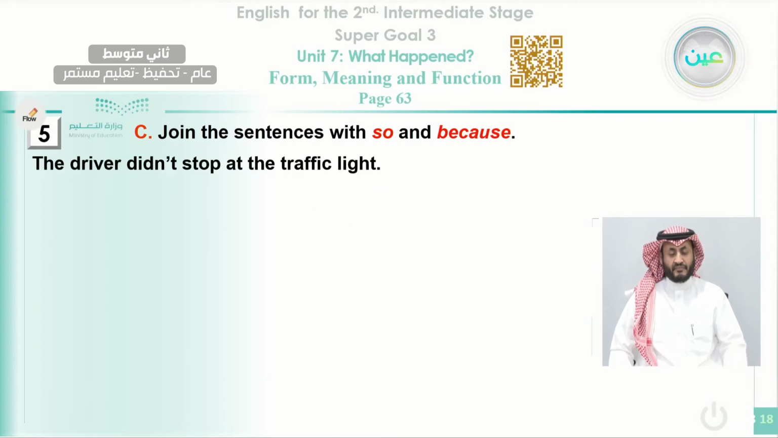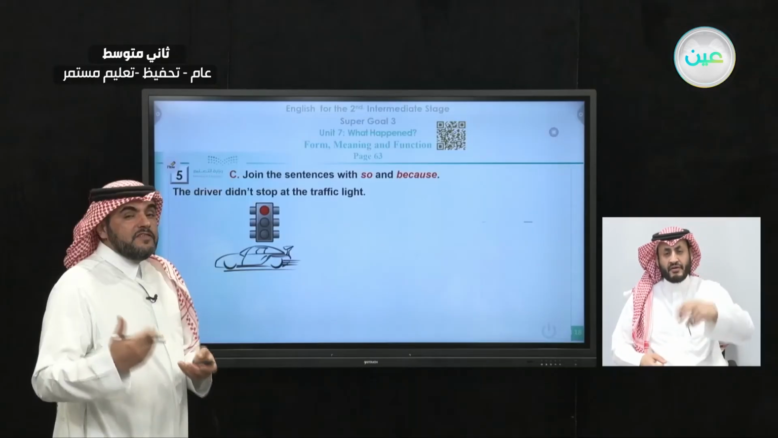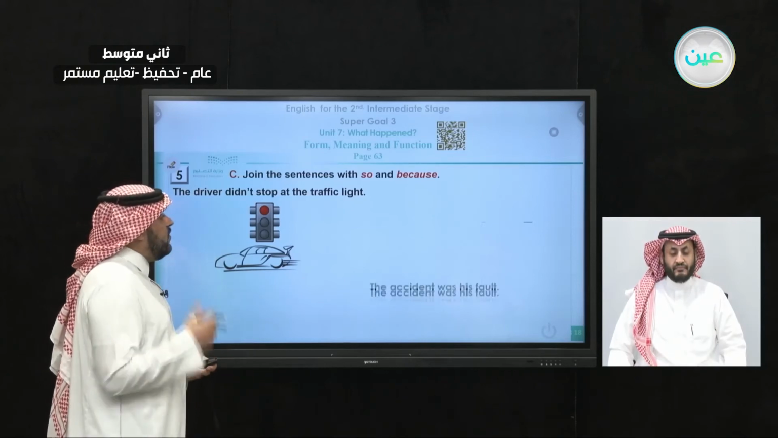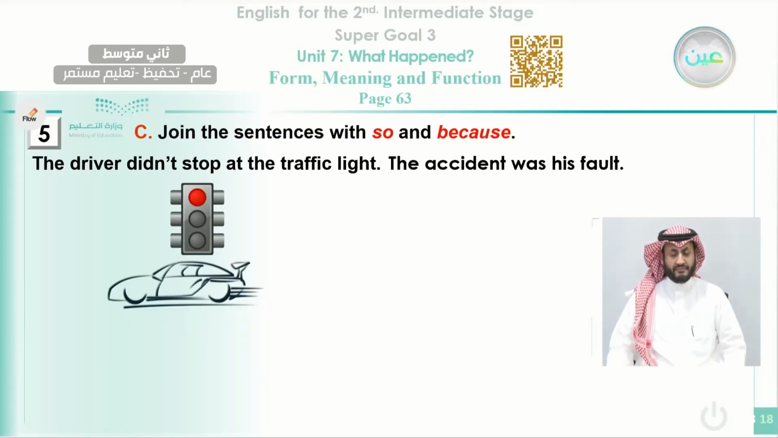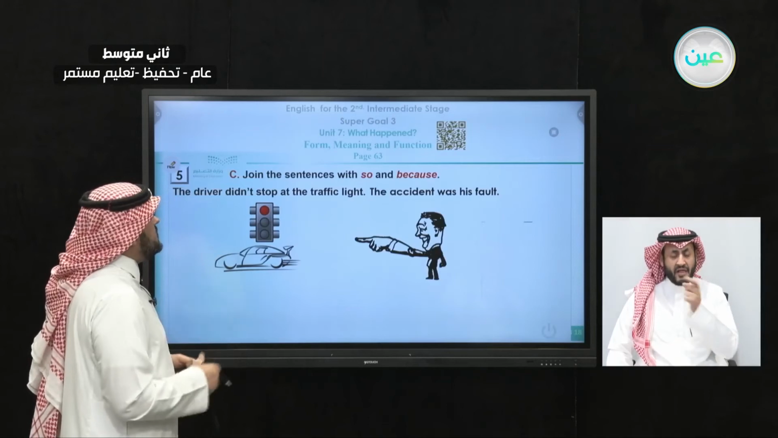The last one in this exercise: the driver didn't stop at the traffic light. Okay, there was a traffic light, and the driver didn't respect the traffic light, and he did not stop. What's the other sentence? The accident was his fault. He was the reason for the accident. Okay, his fault was the accident.